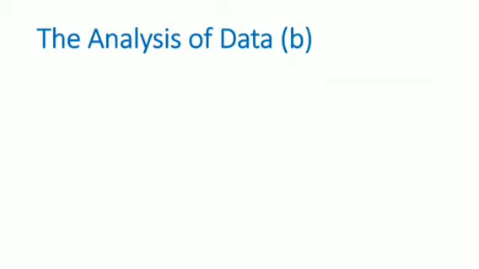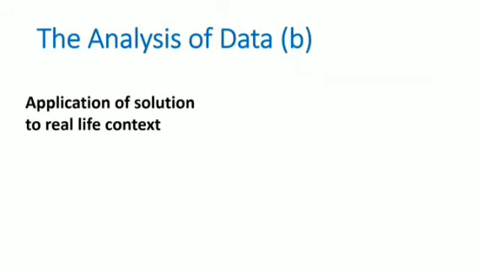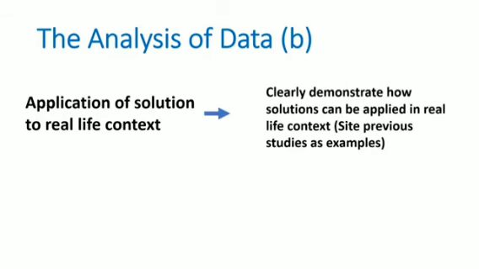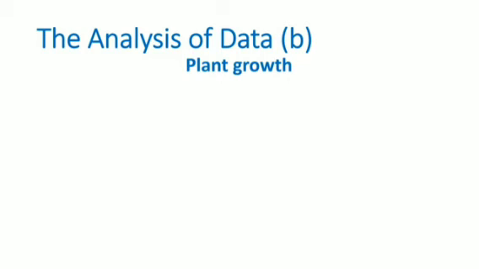Let us now look at the section B. This section deals with the application of mathematical solutions to real-world problem your SBA seeks to address. Here, you can use similar studies with similar analytical approaches as a point of reference. Let us look at some real-world application of the calculated values in this section. To do this, we will use the same plant growth SBA that we spoke about previously.